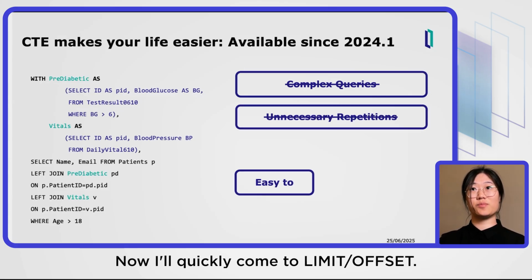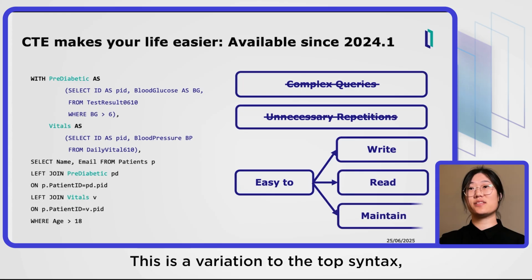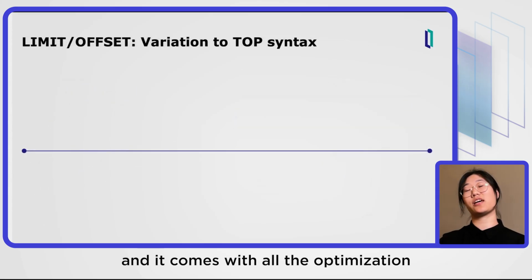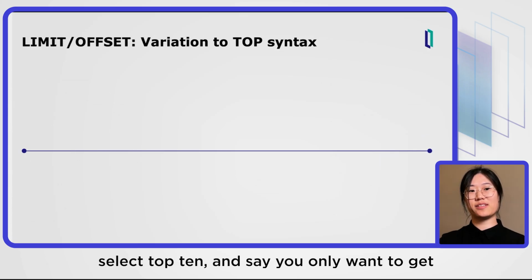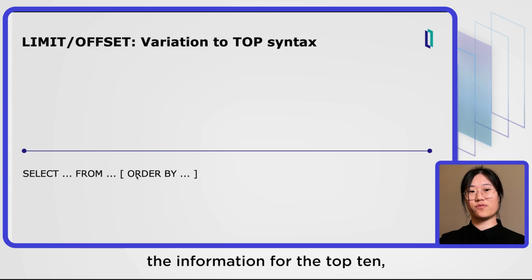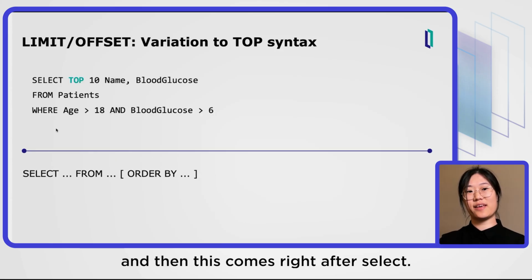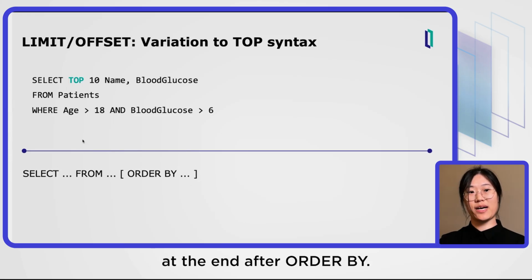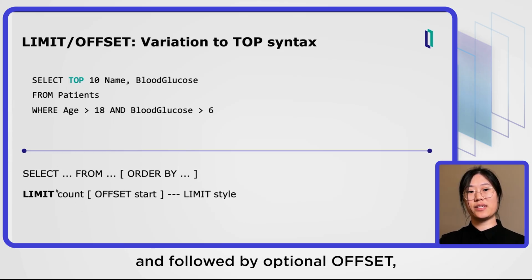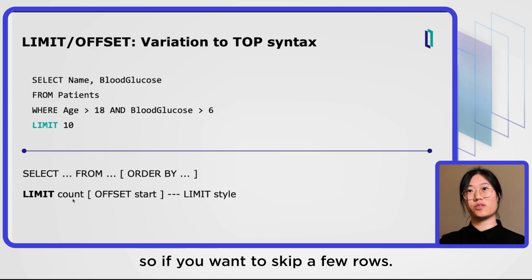Now I'll quickly come to limit and offset. This is a variation of the TOP syntax, and it comes with all the optimization we already have for TOP. So what you may be familiar with is SELECT TOP 10, where you only want to get the information for the top 10, and this comes right after select. But LIMIT actually comes all the way at the end after ORDER BY, and then you can have LIMIT followed by an optional OFFSET, so if you want to skip a few rows.